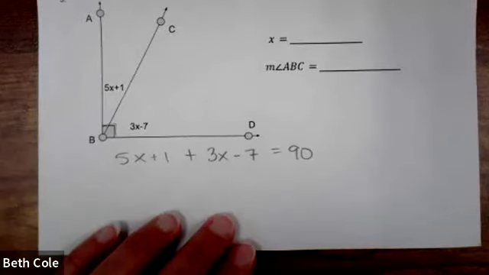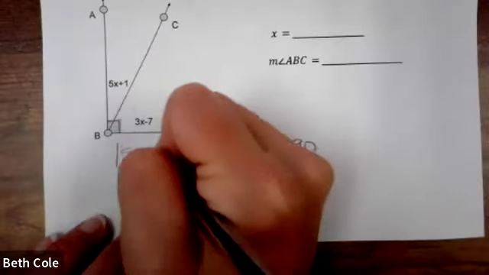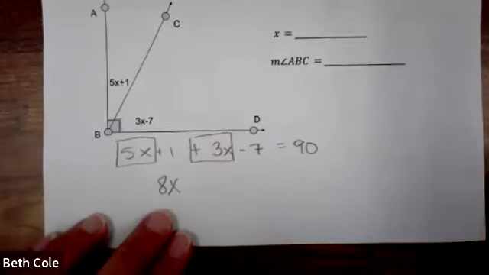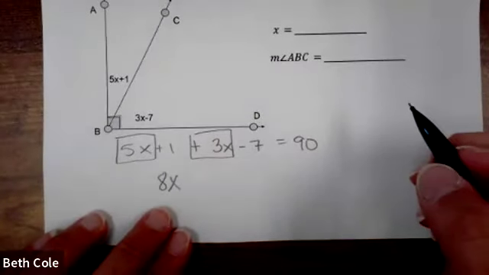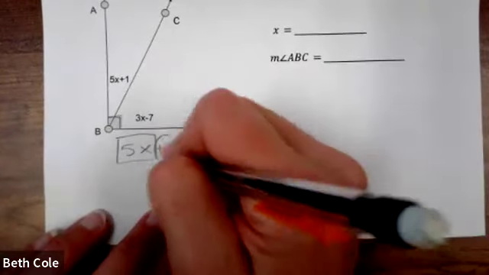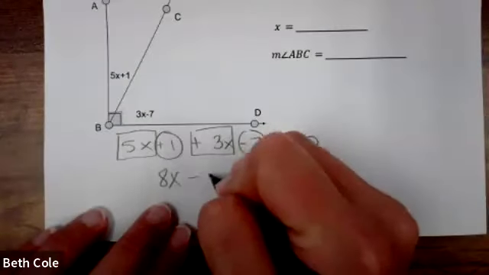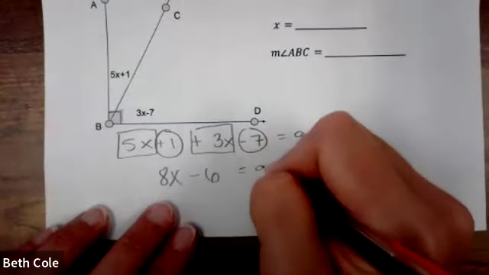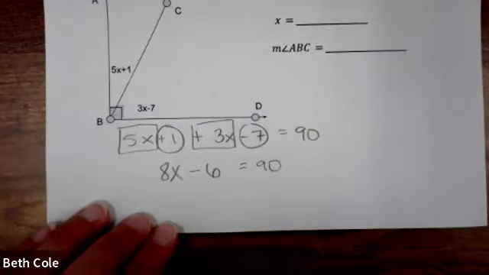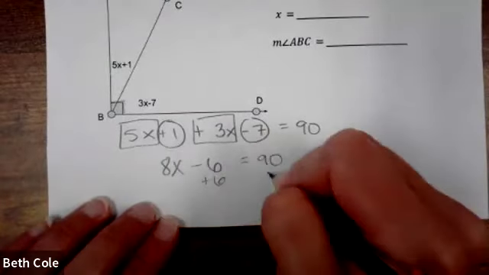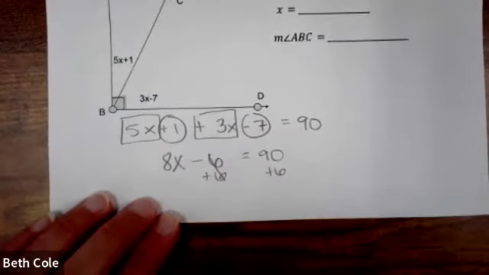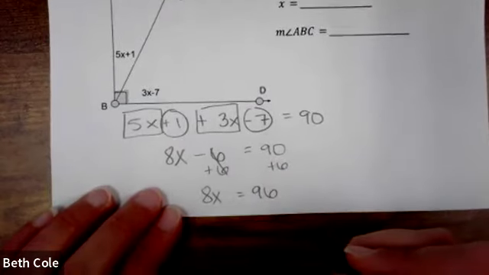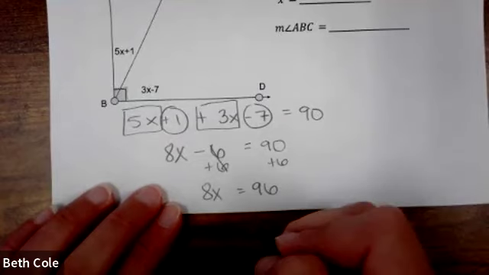Perfect. It looks too long, so we want to squish it together. 5x is going to add with, good, and that would be perfect. And then now we're going to end up with a negative number here. We've got plus 1 minus 7, which would be negative 6. And then your equals 90. Add 6, perfect. So 8x equals 96.